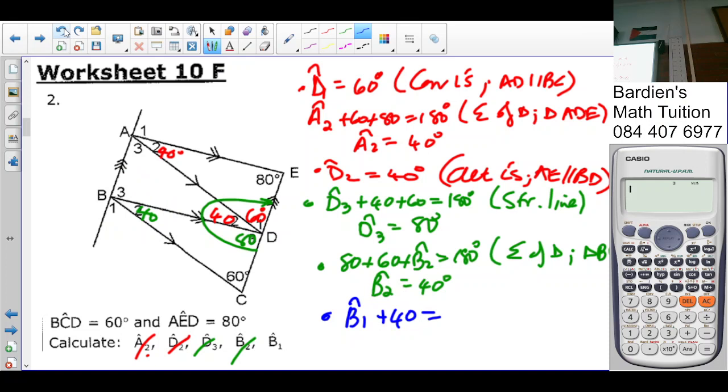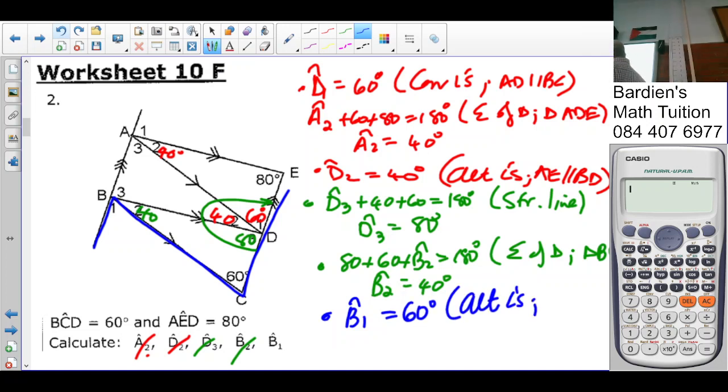Alternate angles. You see here? This line is parallel to that line. There we go. Okay. So B1 is equal to 60 degrees. It's alternate angles with BA equals C. Nice. Any confusion here? No?